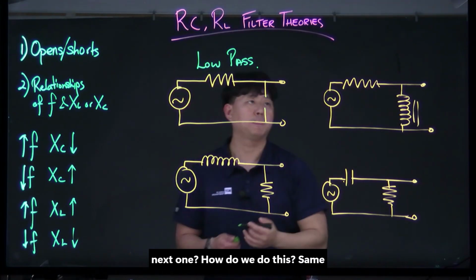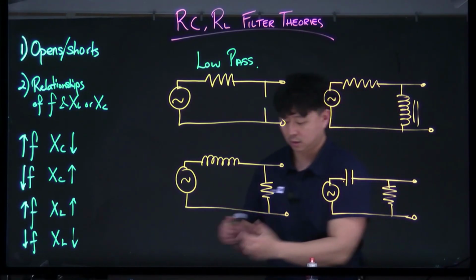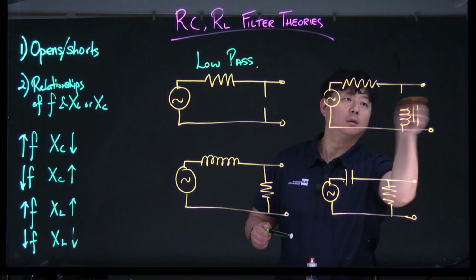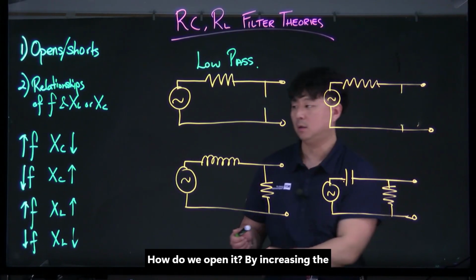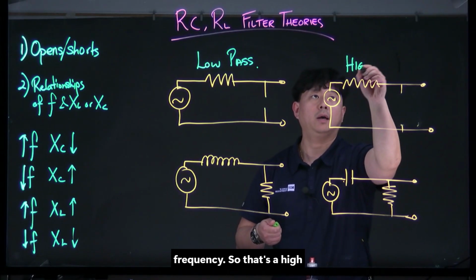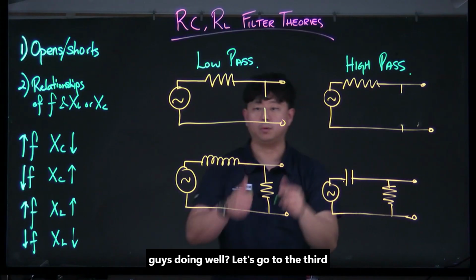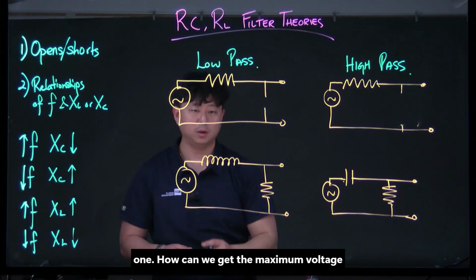How about the next one? How do we do this? Same idea, we want to open it. How do we open it? By increasing the frequency. So that's a high pass. You guys doing well? Let's go to the third one.